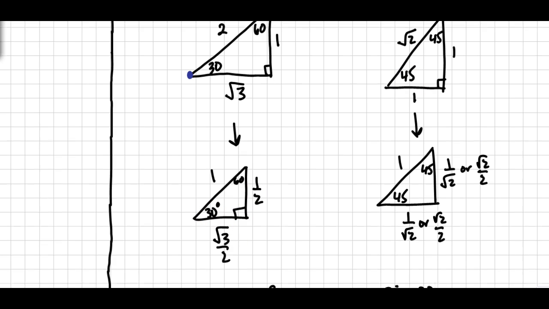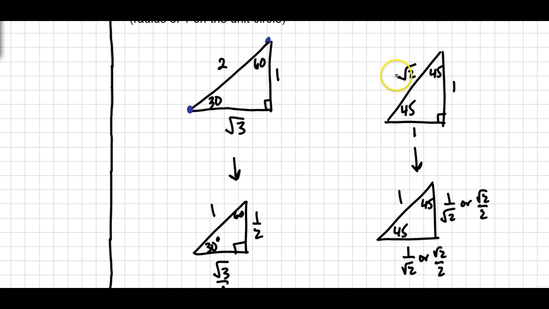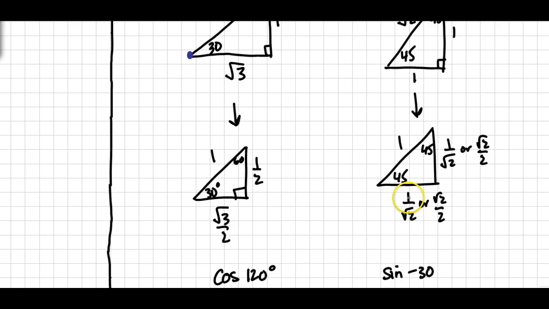Similarly, for the 45, 45, 90 triangle, if we try to get this hypotenuse to become a 1, we would need to divide by square root of 2. If we do that to the hypotenuse, we would have to do it to the legs as well. So when we do that, we get a 1. Over here we get 1 over the square root of 2. Can't have a square root on the bottom of a fraction, so we would multiply by the square root of 2 on the top and the bottom, which simplifies to square root of 2 over 2 for both legs.